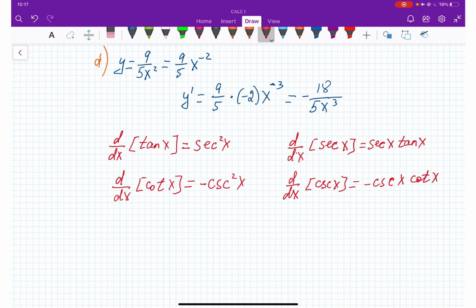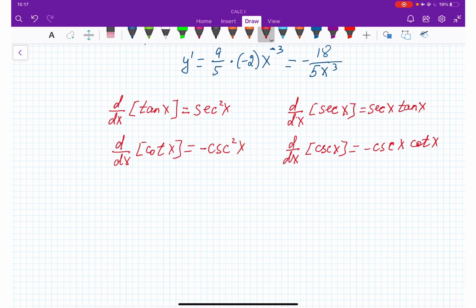Okay, so let's do basic examples for now. Example number 1. Y is equal to x minus tangent x. So dy by dx, the derivative, is equal to the derivative of x, which is going to be 1. And the derivative of tangent is going to be secant squared. So minus secant square x.